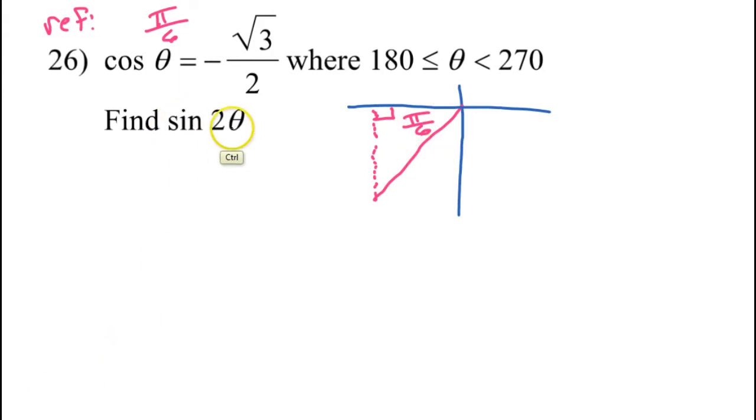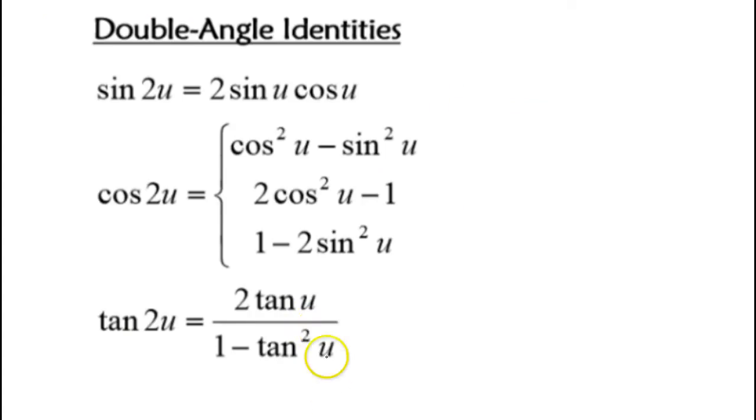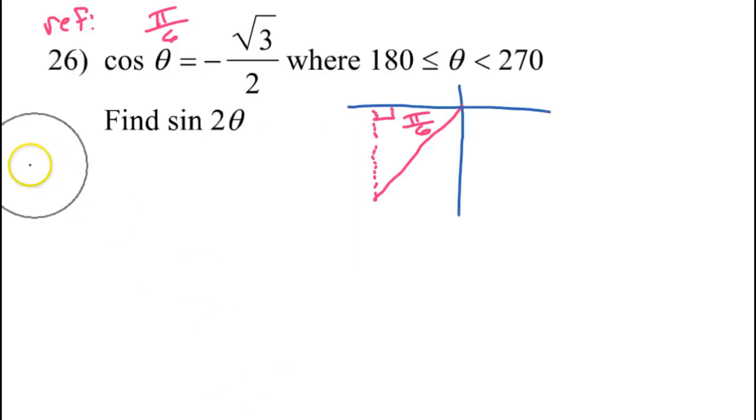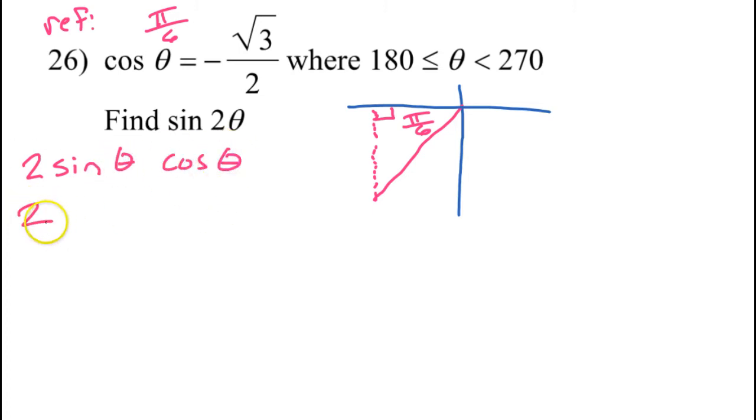Now we're supposed to find the sine of 2 theta. So let's remember the formula for that. Sine of 2 theta will be 2 sine theta cosine theta. So we will just do 2 sine theta cosine theta. Now, we already know that the reference angle is pi over 6. So the sine of the angle is going to be either 1/2 or negative 1/2.